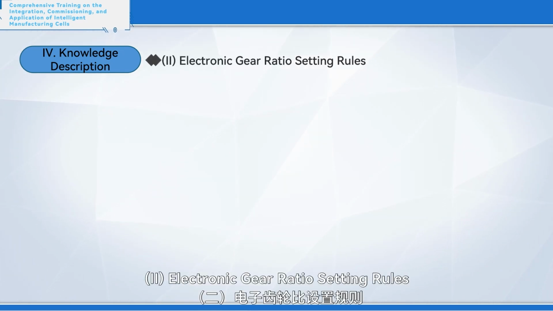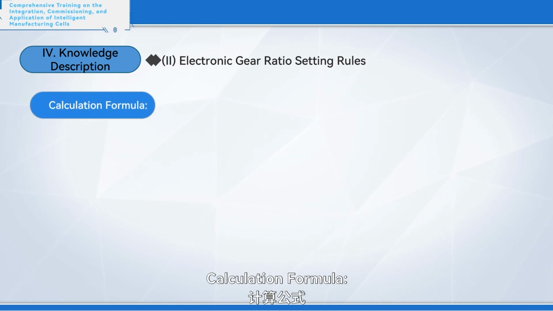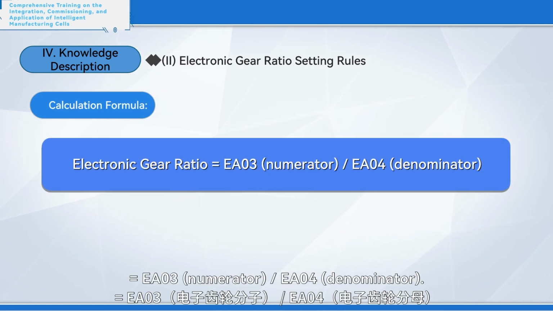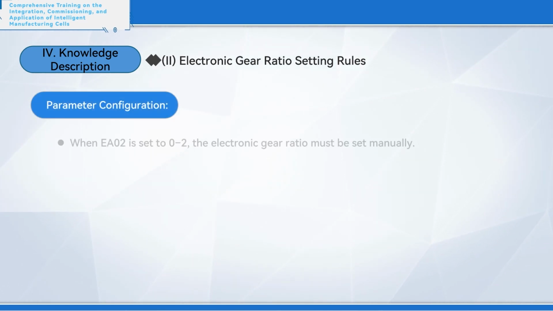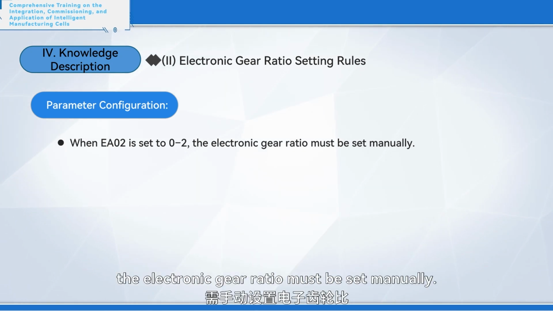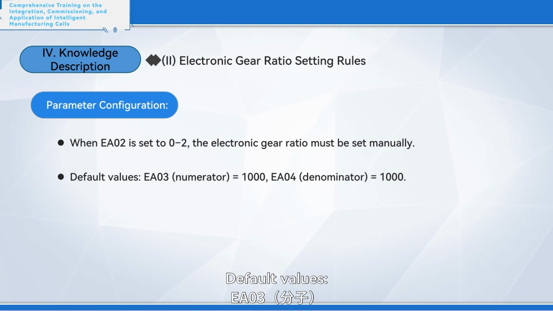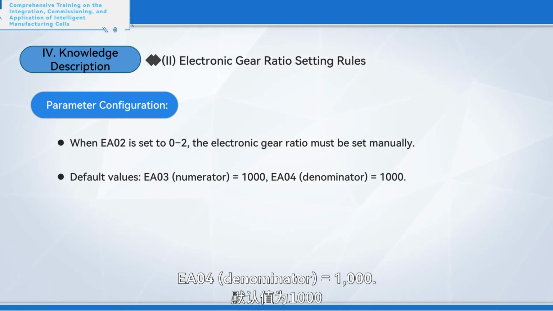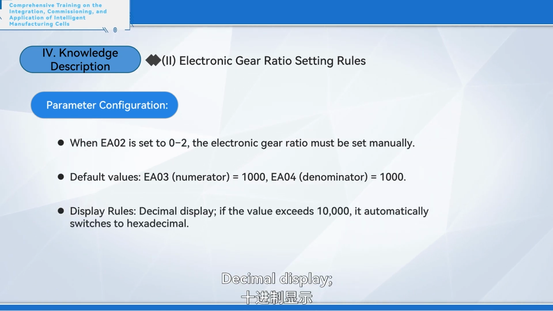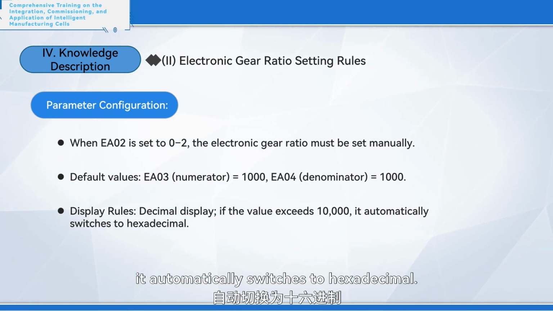2. Electronic gear ratio setting rules. Calculation formula. Electronic gear ratio equals EA03 numerator divided by EA04 denominator. Parameter configuration. When EA02 is set to 0 to 2, the electronic gear ratio must be set manually. Default values. EA03 numerator equals 1000, EA04 denominator equals 1000. Display rules. Decimal display. If the value exceeds 10,000, it automatically switches to hexadecimal.